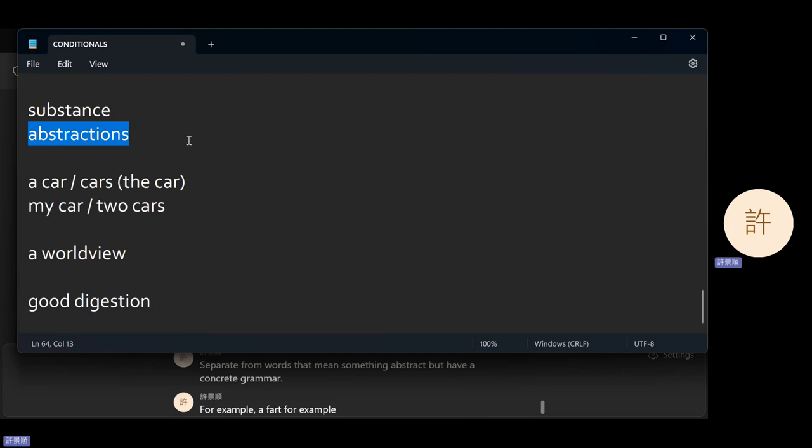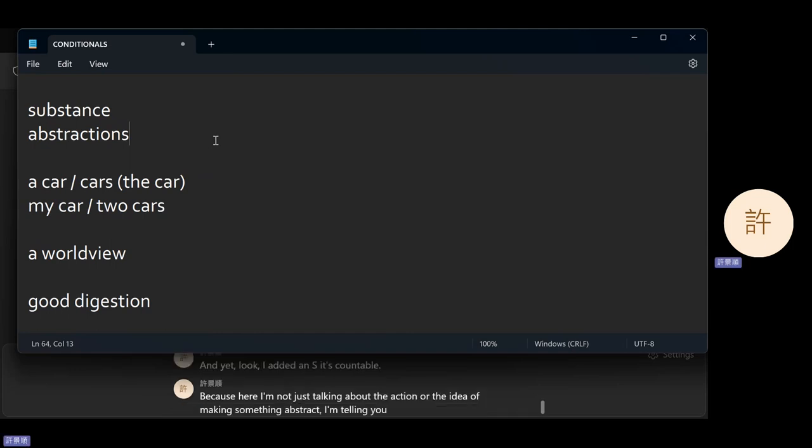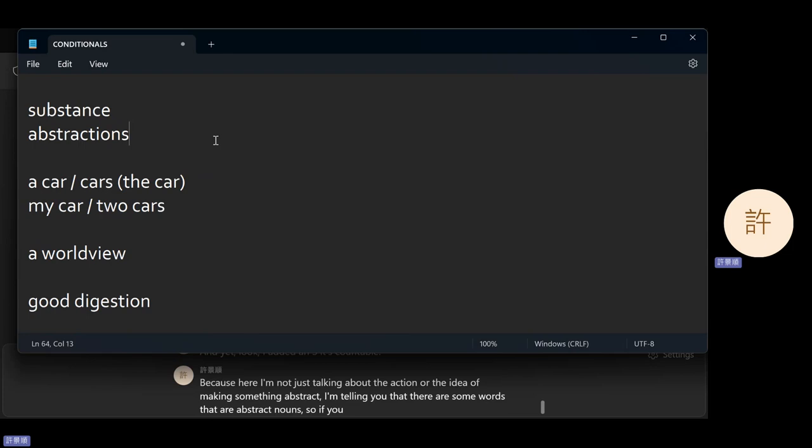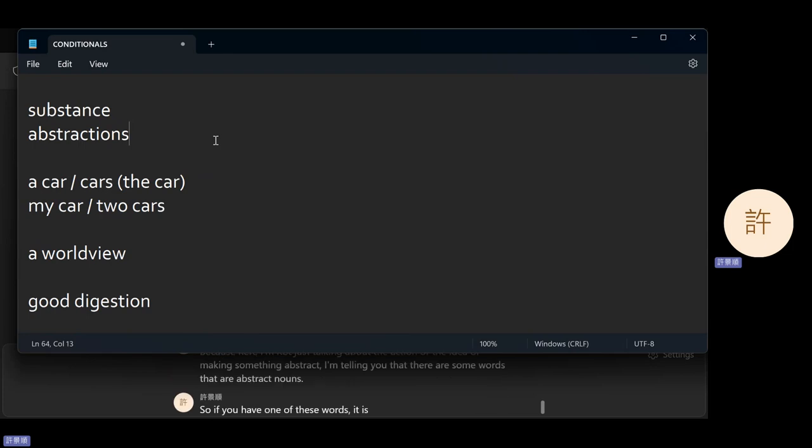For example, the word abstraction. Surely this is an abstract idea, right? To take a concrete idea and turn it into something abstract. In Chinese, we call this 的抽象化. And yet, look, I added an S. It's countable. Because here, I'm not just talking about the action or the idea of making something abstract. I'm telling you that there are some words that are abstract nouns. So if you have one of these words, it is an abstraction. You can count these words. And that's why the word abstraction here is countable.